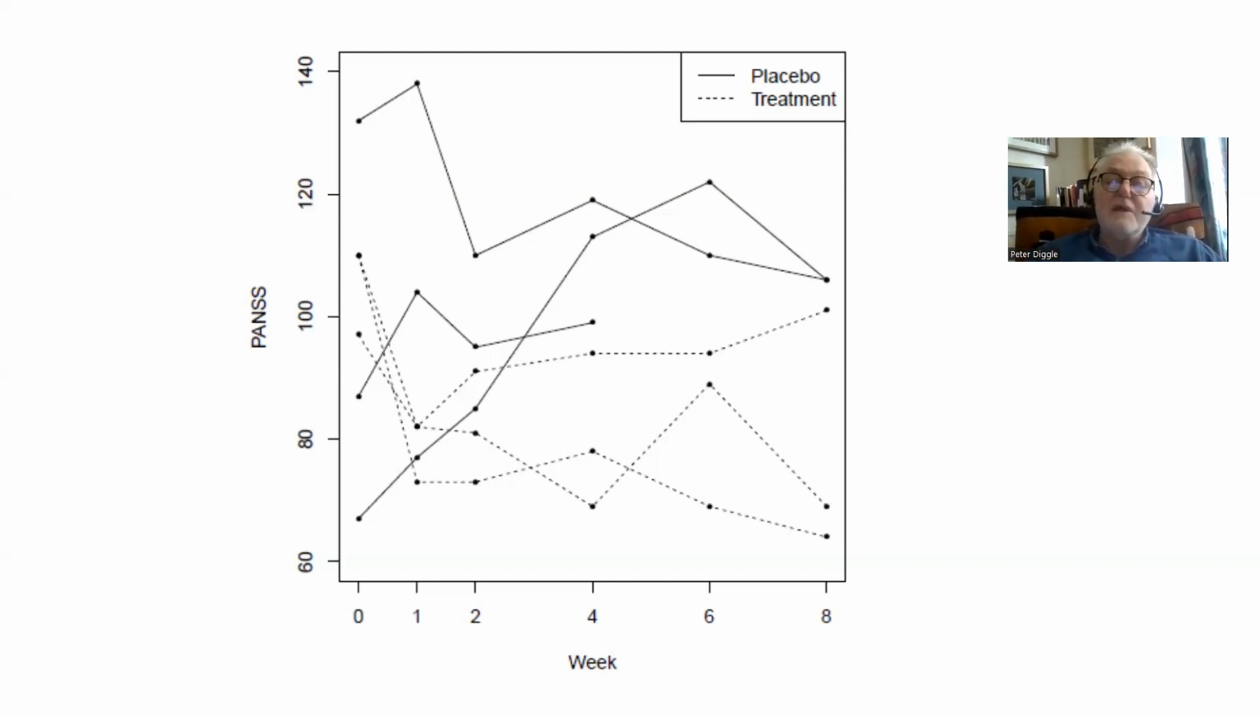And in order to really fit a model to these data and answer interesting scientific questions about the treatment of schizophrenia patients, you really have to understand all of these different layers of random variation in the data. It's not just pure noise.